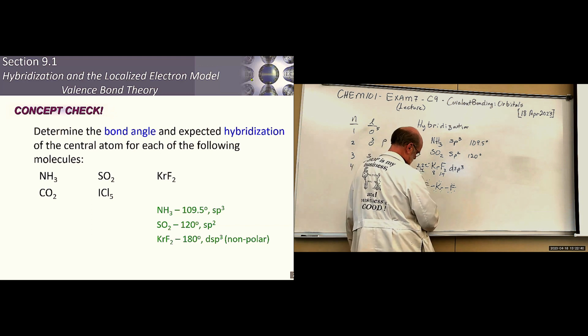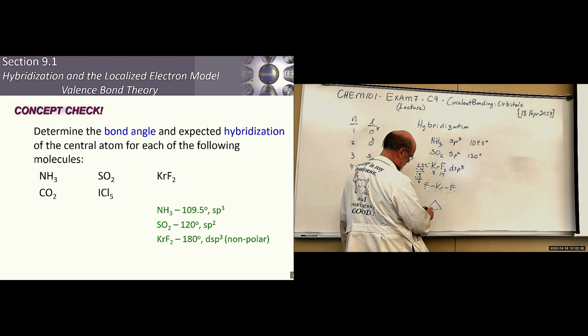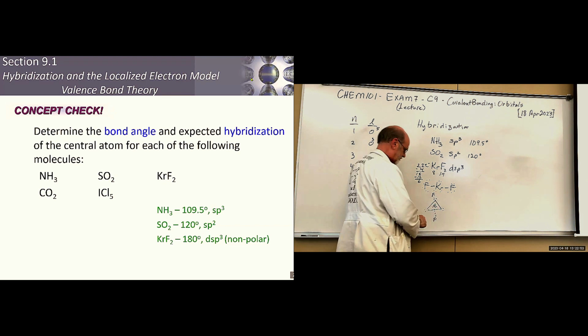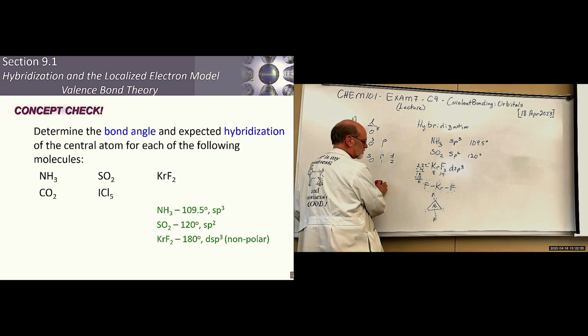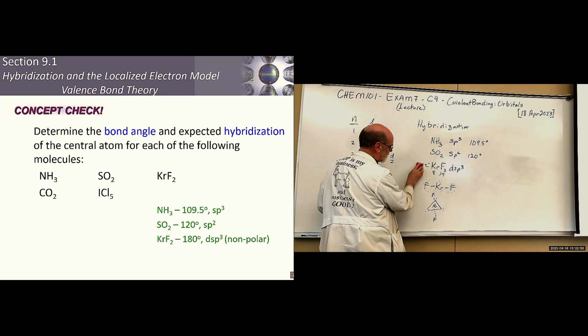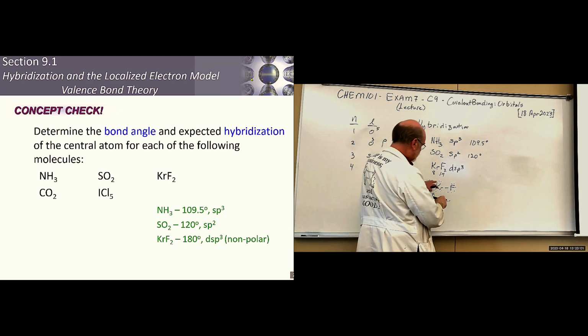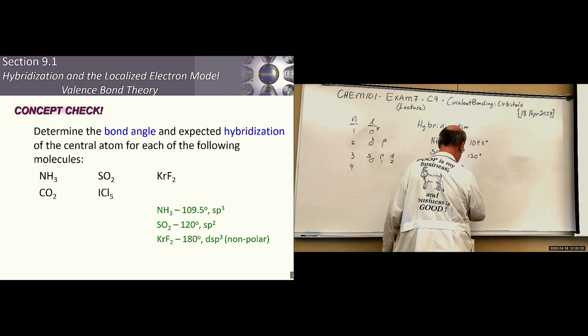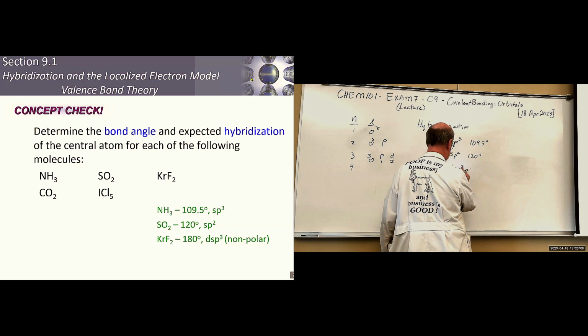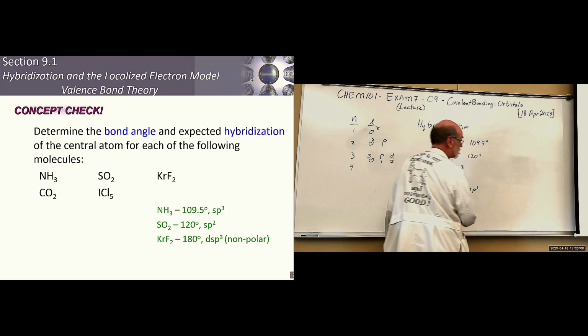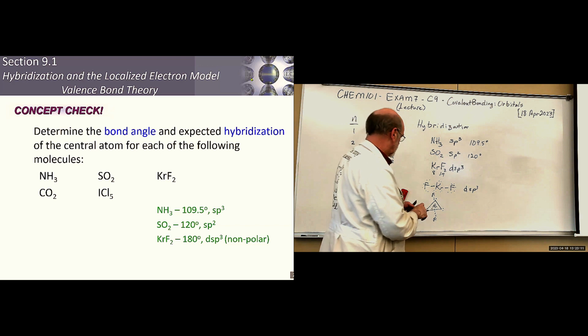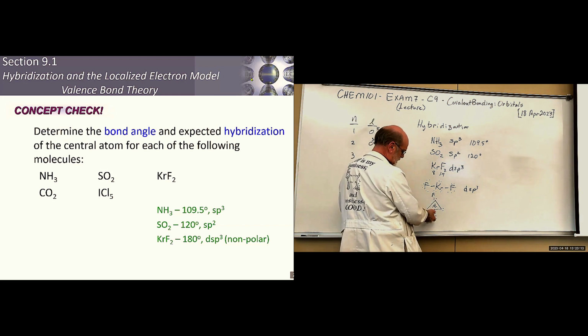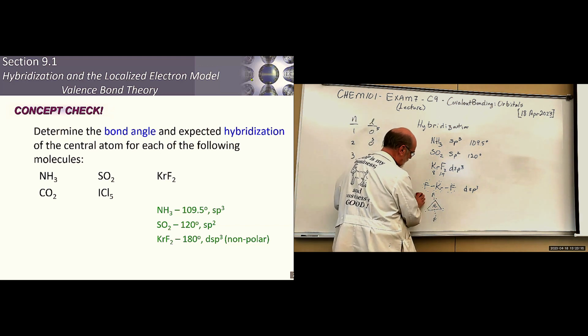So this would look like this, and we would have krypton in the middle, and then fluorine up here and fluorine down there. That would be the most efficient arrangement. So we need 5, dsp3, 1, 2, 3, 4, 5. But the bond angle will be 180 degrees because these are the only atoms in that molecule.